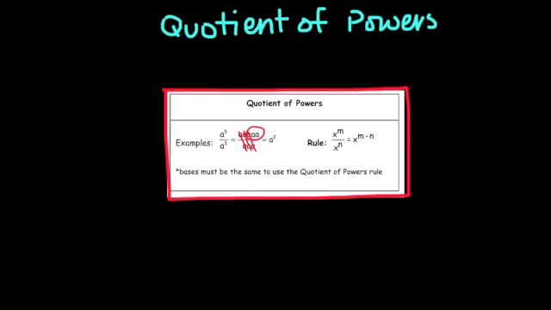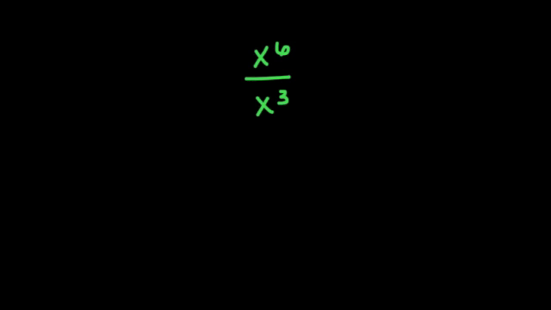So the rule then is to take the numerator exponent, x to the m, and subtract the denominator exponent, n. So we end up with m minus n. Now let's look at some example problems to give you an idea.